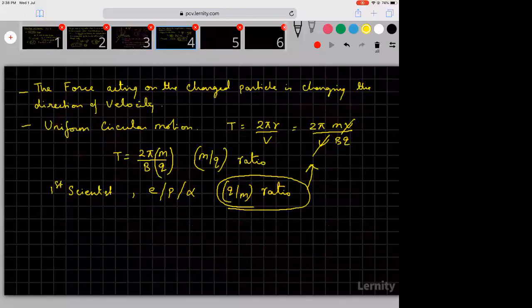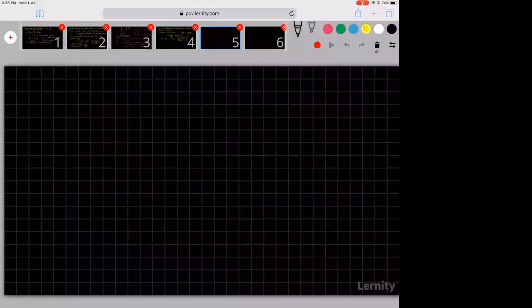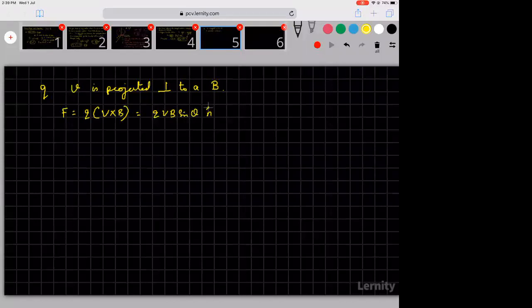So I will explain again. A charged particle q moving with a velocity v is projected perpendicular to a magnetic field B. Then there is a Lorentz force acting. So F is equal to q into v cross B. That is equal to qvB sin theta n cap. Because the angle is 90 degrees, F is equal to qvB.